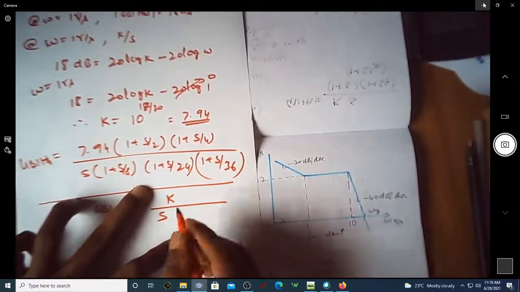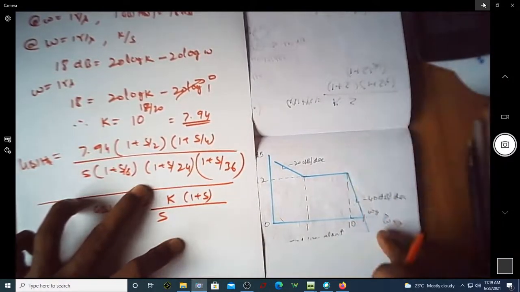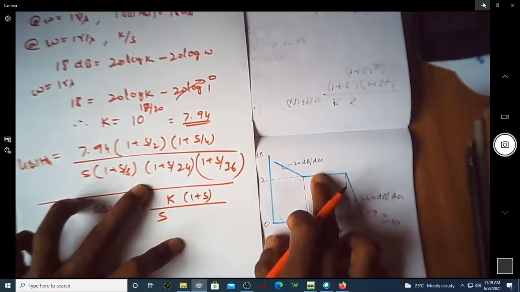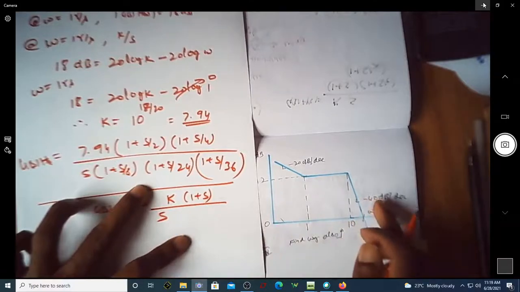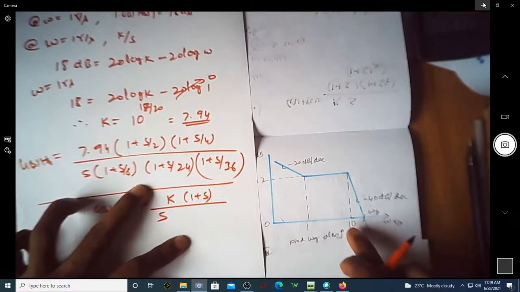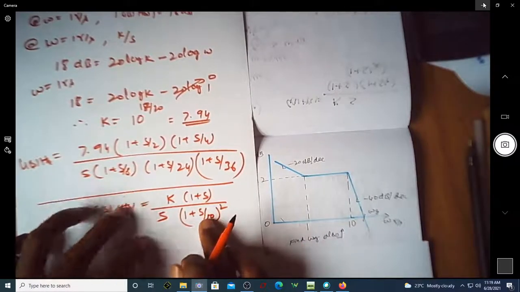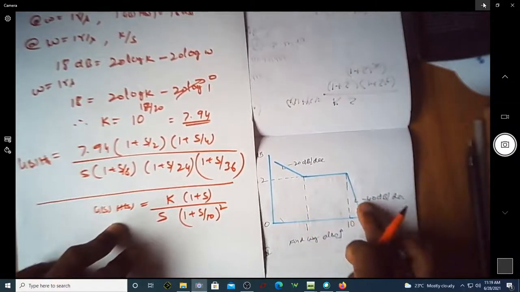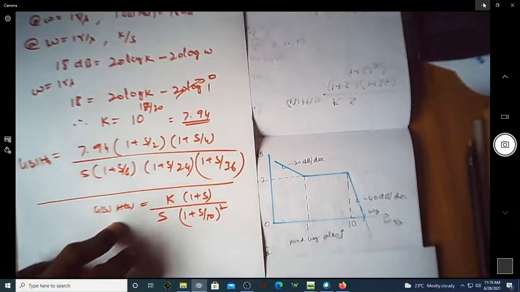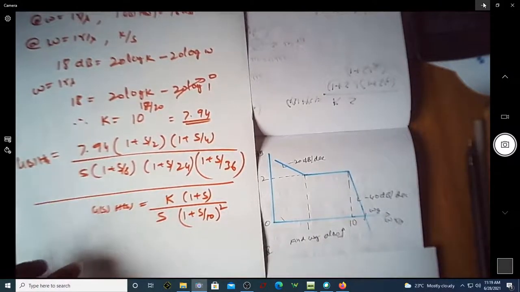The slope increases from minus 20 to 0 dB per decade, so at 1 radian per second there should be a zero. The slope reduces from 0 dB per decade to minus 40 dB per decade at 10 radian per second, so there should be repeated poles at 10 radian per second. I can write it as (1 plus s by 10) whole square. Why whole square? Because from 0 dB per decade the slope immediately changes to minus 40 dB per decade, meaning there should be 2 poles at 10 radian per second. So that's why it is 2 poles here.